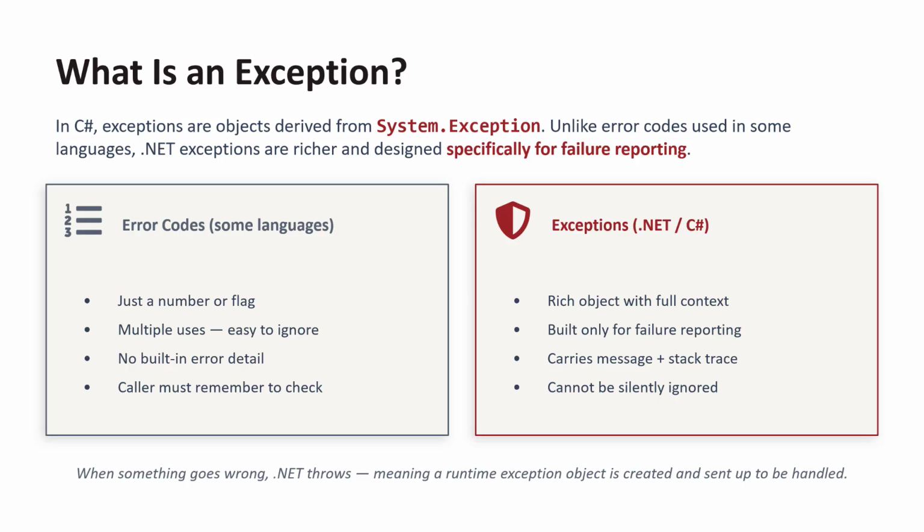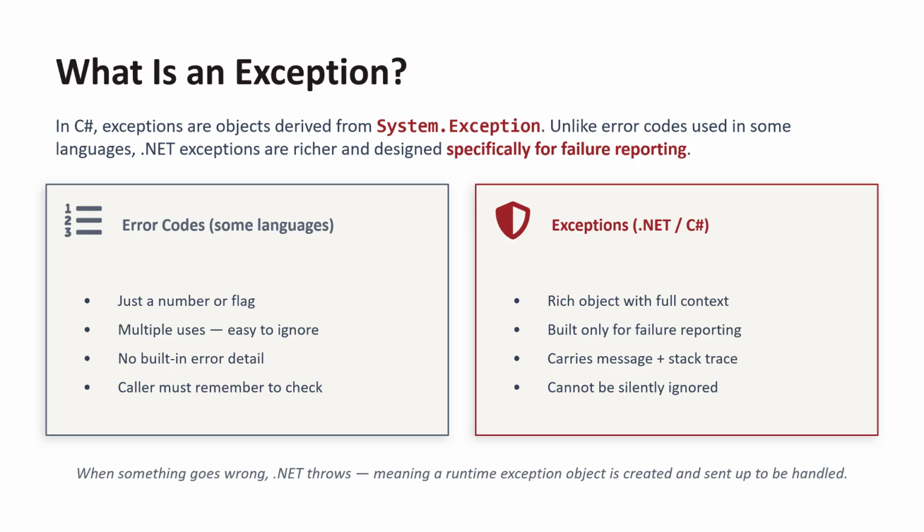So let's start with some definitions. In C#, an exception is an object, and specifically, it's an object derived from the System.Exception class. And I tell you this as an important detail because an exception isn't just a flag or an error number, it's a full object with lots of properties and behaviors that we can use.